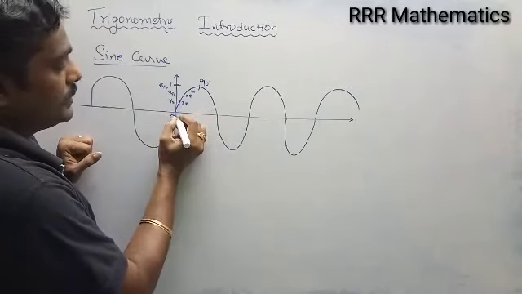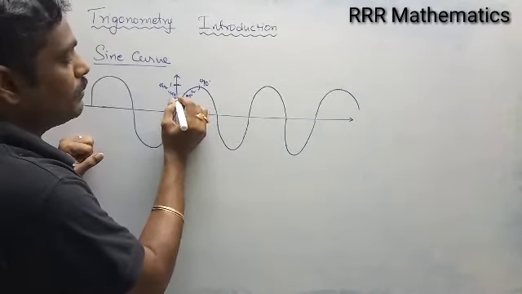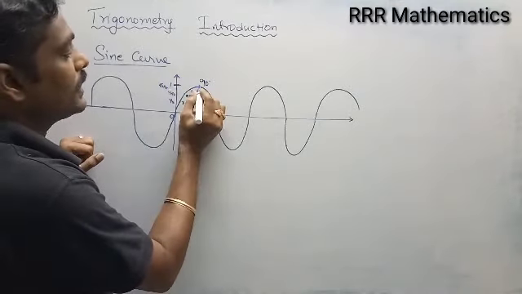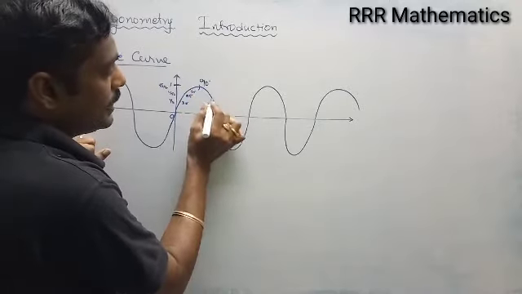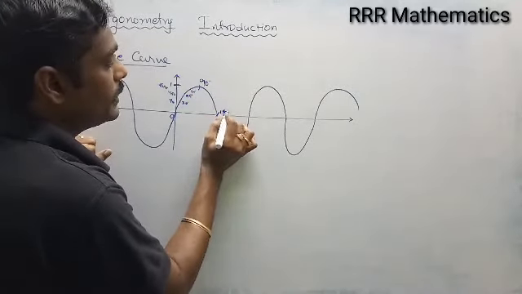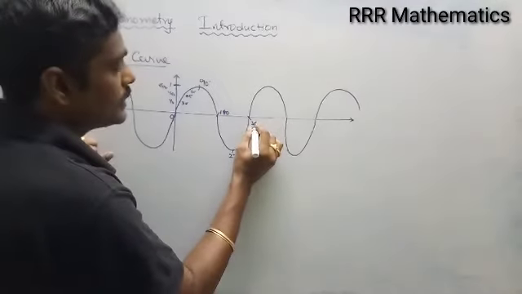Sine 0 gives 0. Sine 30 gives half. Sine 45 gives 1 by root 2. Sine 60 gives root 3 by 2. Sine 90 gives 1. Like that. This is 90 degree, and then 100, 110, etc. This will be 180 degree. This will be 270 degree. This will be 360 degree.